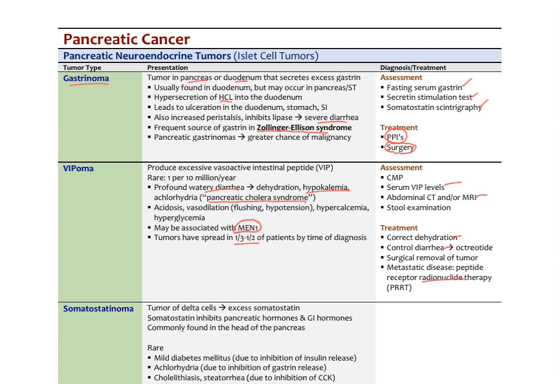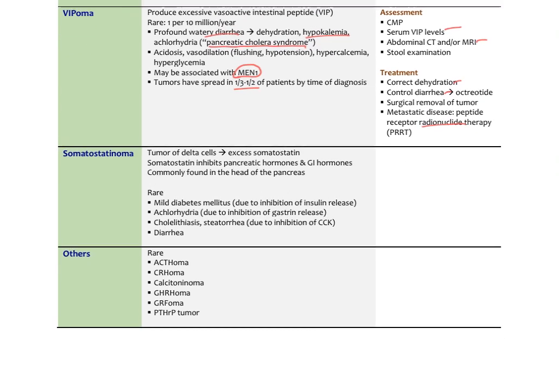And the last one would be the somatostatinoma, and that's going to be a tumor of the delta cells secreting extra somatostatin, and again, that's going to inhibit all of your pancreatic hormones. So that can cause diabetes, that can cause achlorhydria, gallstones from inhibition of the CCK, which normally stimulates your bile flow and gallbladder contractions, and diarrhea.